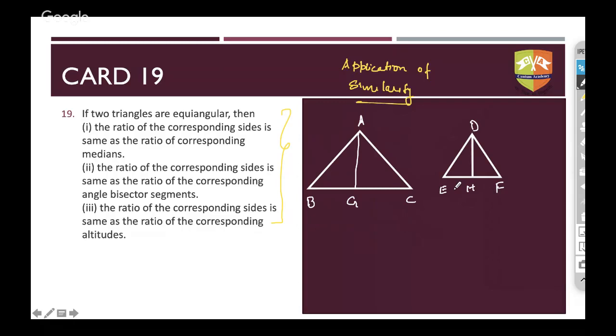It is given that obviously if the two triangles are similar or equiangular, then AB by DE is equal to BC by EF is equal to FD by AC, isn't it? Just a minute, guys.